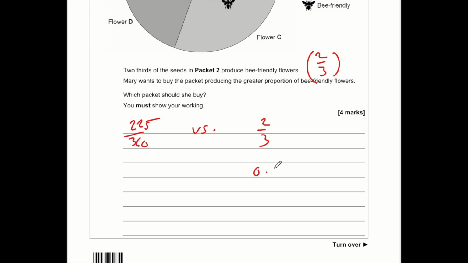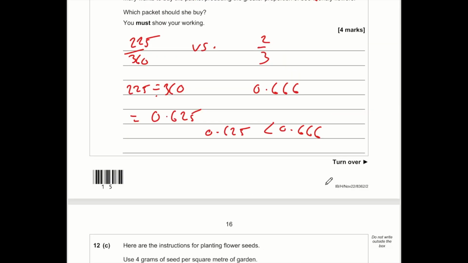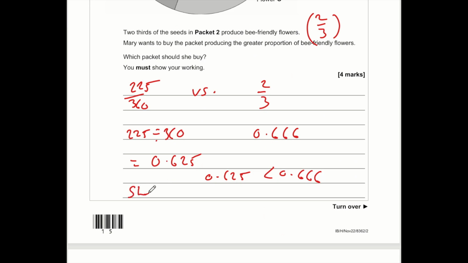Now I know that 2/3 is 0.666 or 6 recurring. To turn this from a fraction into a decimal is just 225 divided by 360, and 225 divided by 360 is 0.625. 0.625 is obviously less than 0.666, so there's a greater proportion of bee-friendly flowers in packet 2. Okay, so therefore there's our statement. She should choose packet 2.